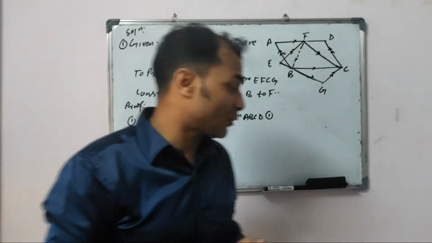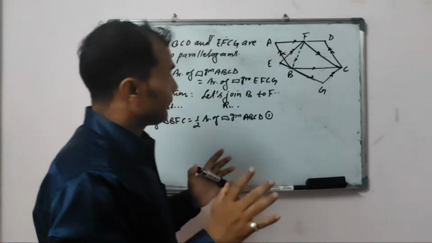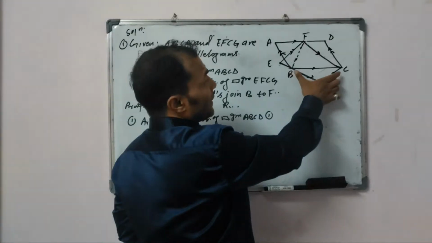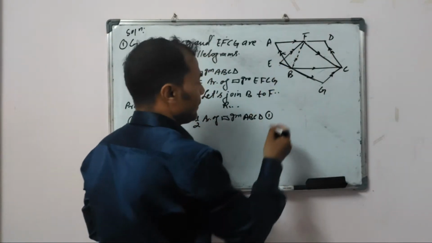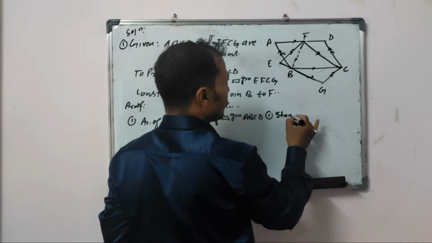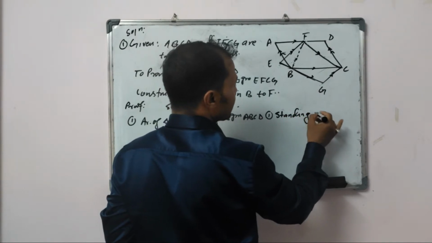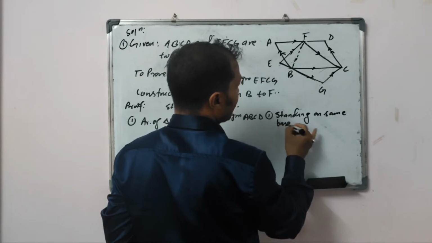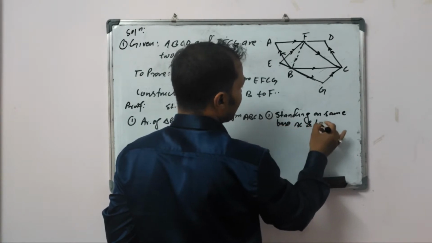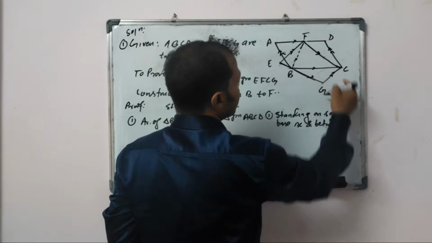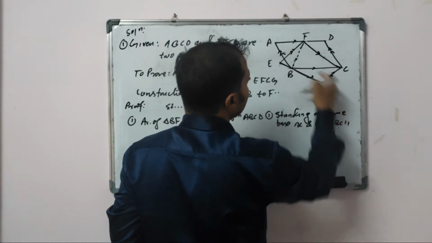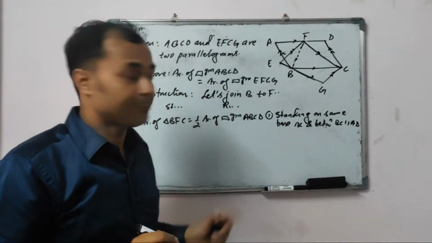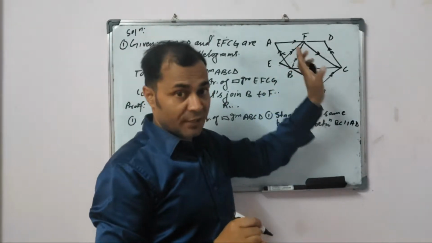Well, what could be the reason for this? The reason is both of them stand on the same base. Which base? BC, and between the parallel lines BC and AD. Standing on the same base BC, and between BC parallel AD. So this is the first step, because both of them stand on the same base.